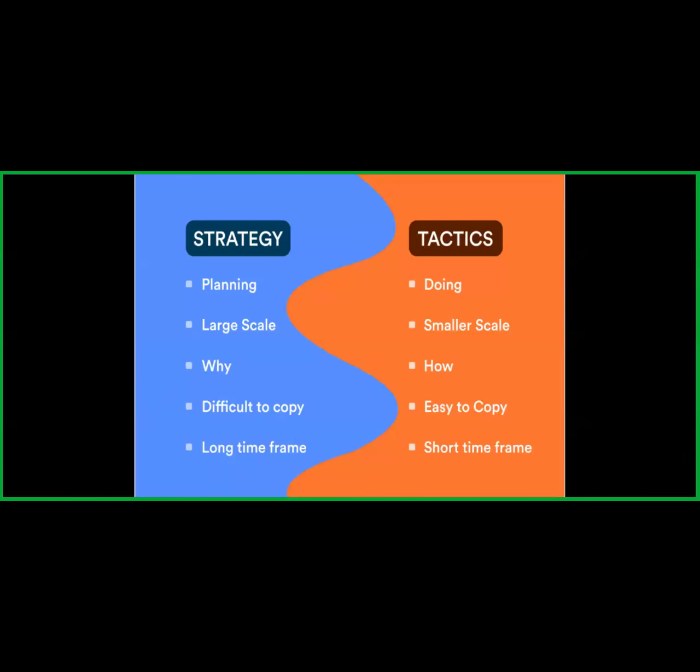But when you are executing the plan, when actually you are putting actions into the plan, on a daily basis the calculation will be done. So that is why it is said tactics are smaller in scale. Strategy is why, and tactics answers how. Whereas strategy is difficult to copy, tactics is easy to copy. Next is strategies are long time frame, and tactics is short time frame, that we have already discussed.